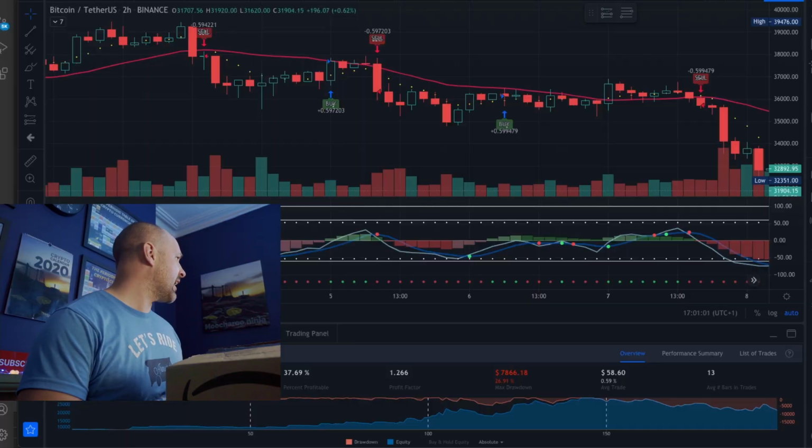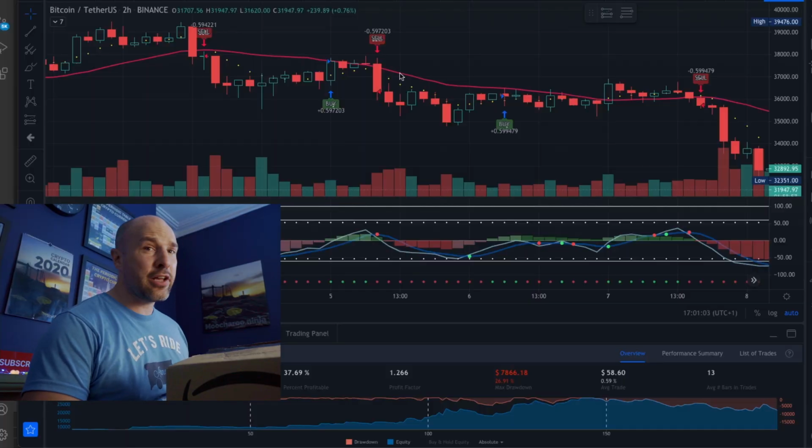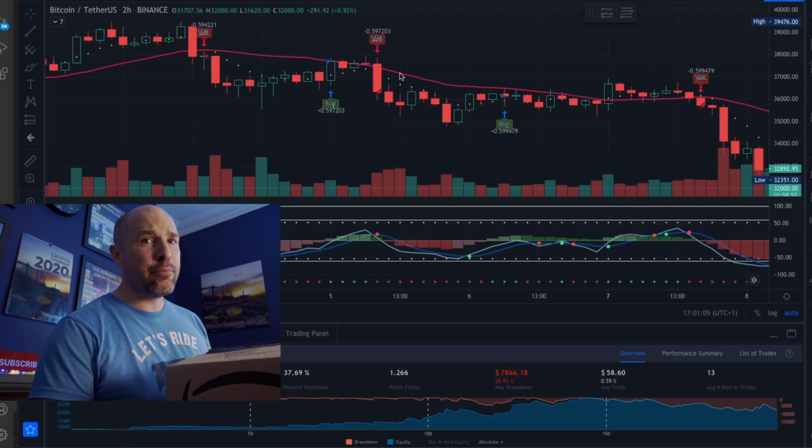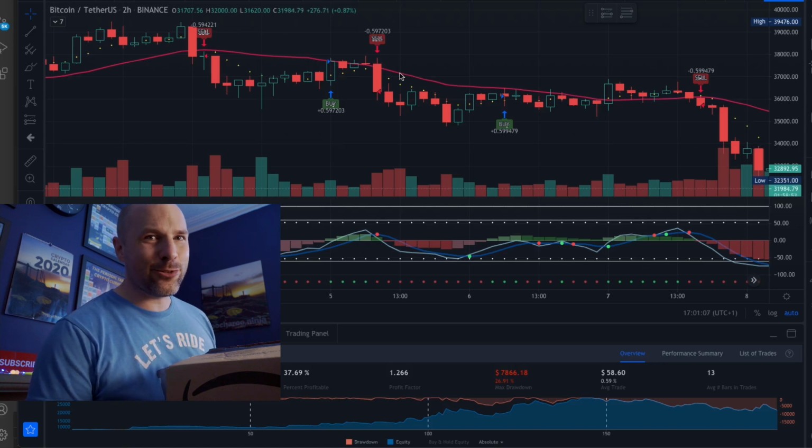What we're going to do now is take a look at these charts over here. We're going to be taking a look at the new Market Liberator mixed in with the Wolfpack and Mr. Potato's own signal strategy.